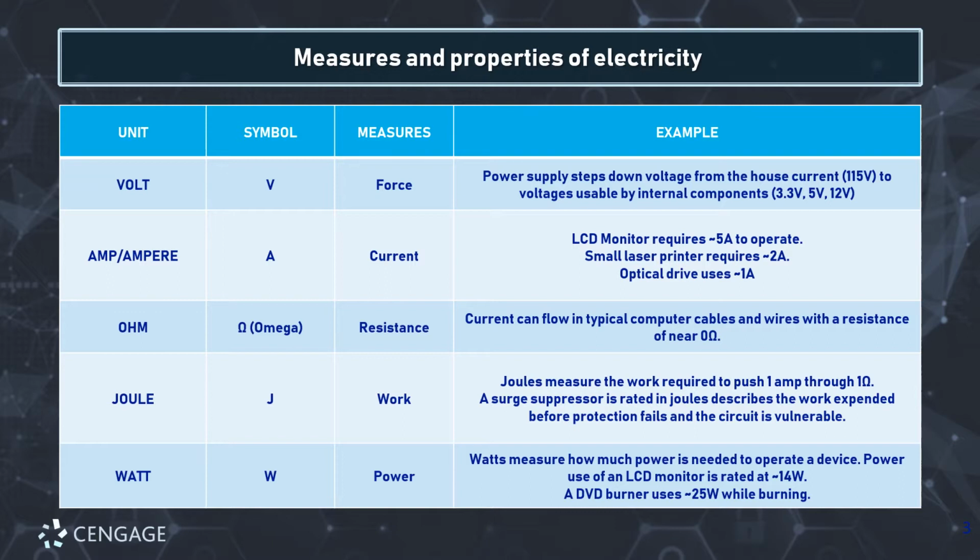So the power supply, in our example here, we'll go ahead and take the voltage that comes out of the wall, 115 being the traditional house voltage, and then makes it usable by internal components to the computer. So 3.3, 5, and 12 volts being the most common. Those are the ones I want you to worry about.